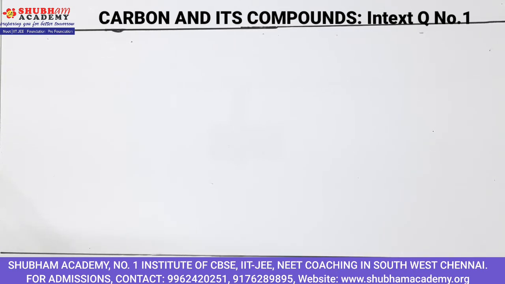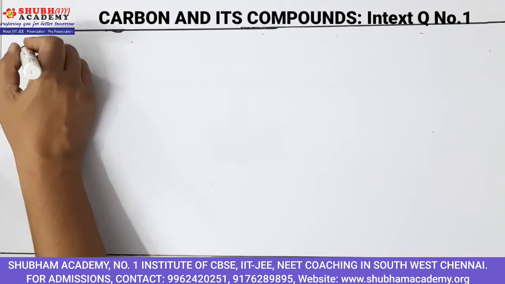In today's class, we are going to discuss in-text question number 1 of the Carbon and its Compounds chapter. The question says, what would be the electron dot structure of carbon dioxide, which has the formula CO2, right? So see the solution.